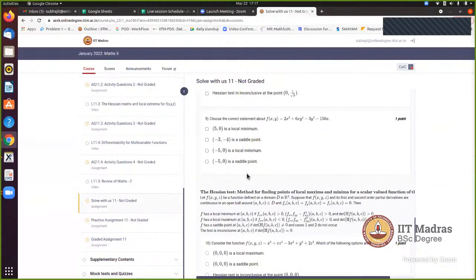Yeah. So if I'm not wrong, (5,0) is a point where the Hessian matrix is 0. So how do we conclude that? Yes, sir. Could you please check it? Okay. So basically I have to do the calculation again.